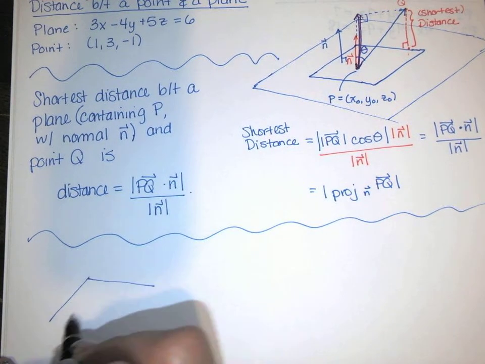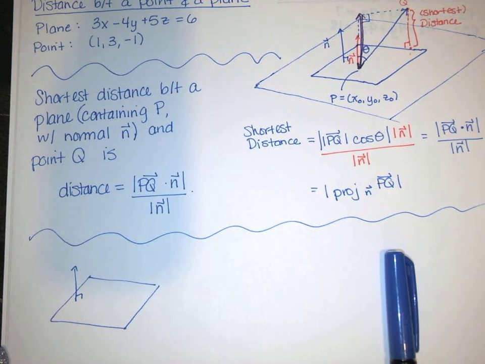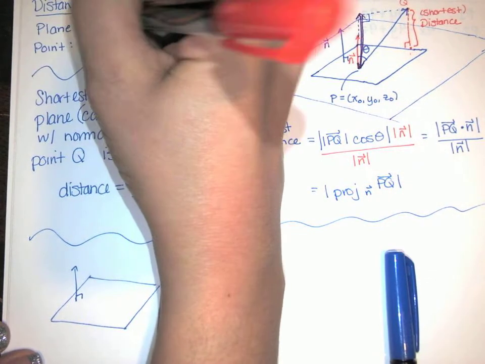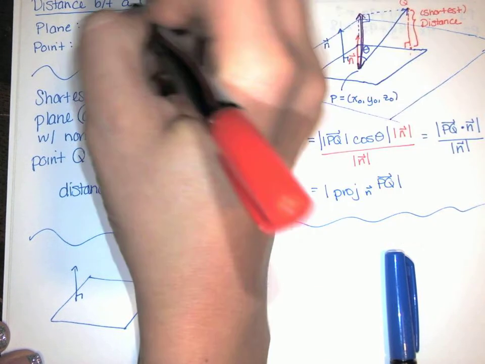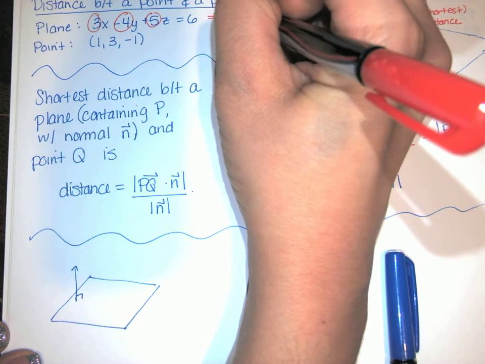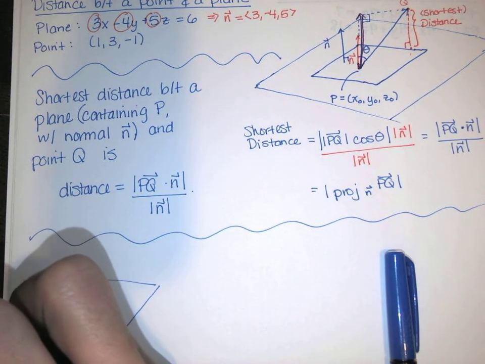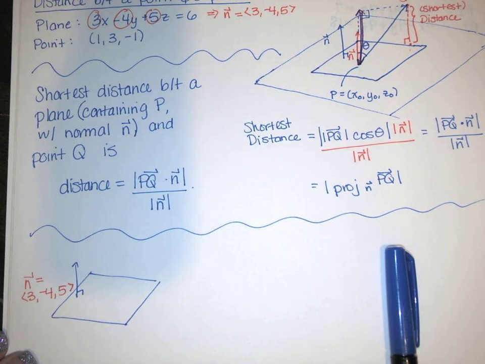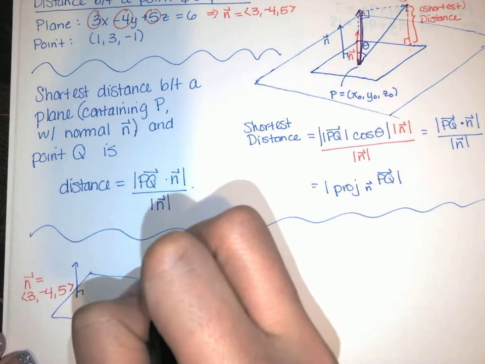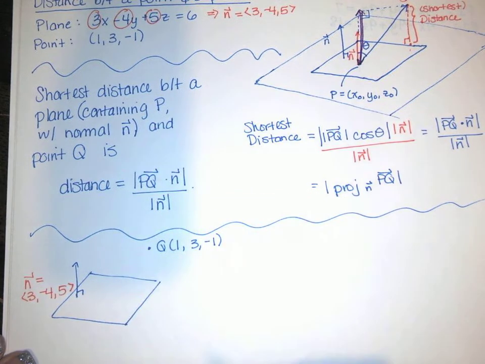So I've got a plane, and it has a normal vector. And the normal vector, again, can be found by reading off the coefficients of x, y, and z. So its normal vector is 3, -4, 5. And the point Q has coordinates 1, 3, -1.